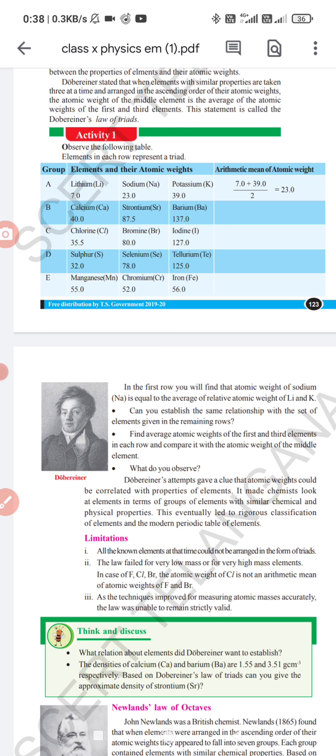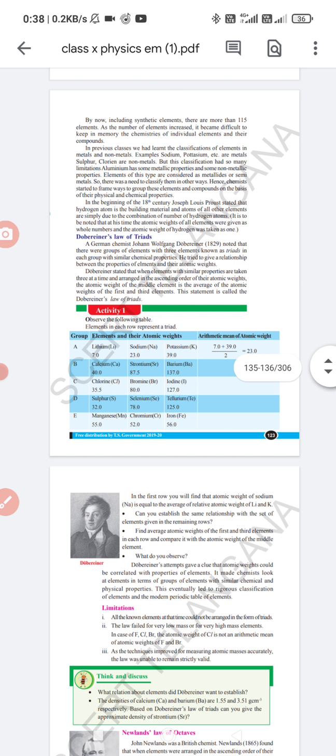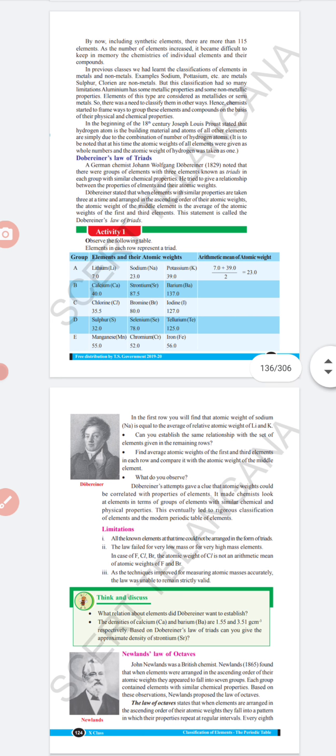So far we learned about Dobereiner's law of triads, and activity 1 we have completed. In activity 1 we had some calculations. We understood this statement by using table 1, this activity table. Calculate the remaining arithmetic means, that is C group, C, D and E, and put them in the comment box. I will check how many of you got the correct answer. So this is the first topic, Dobereiner's law of triads and its limitations. If you have any doubt, ask me.